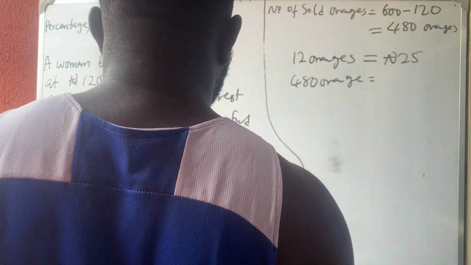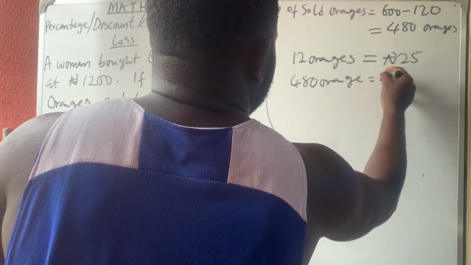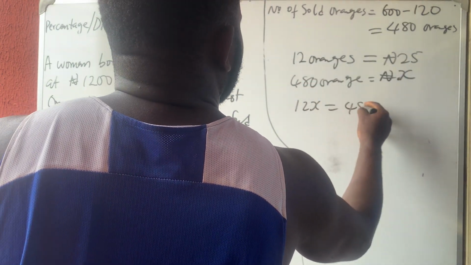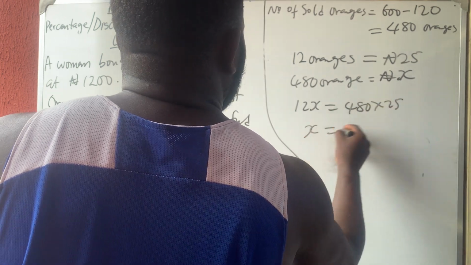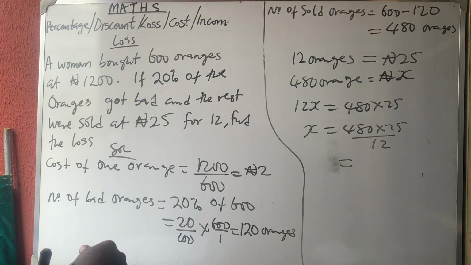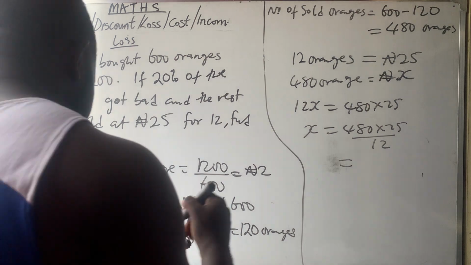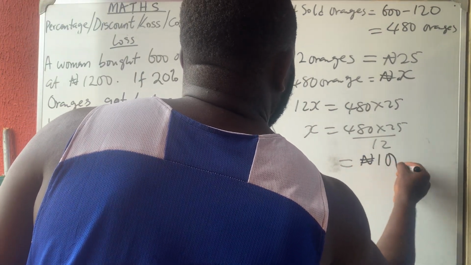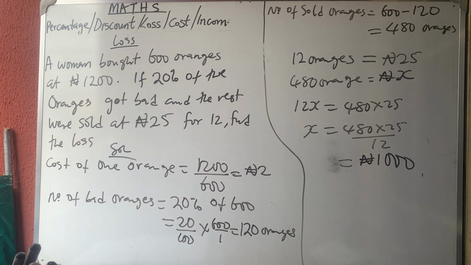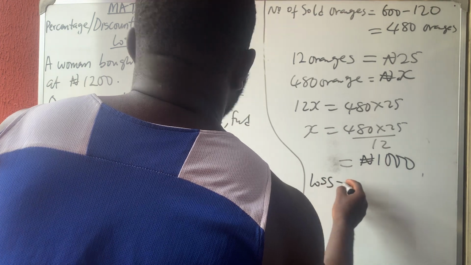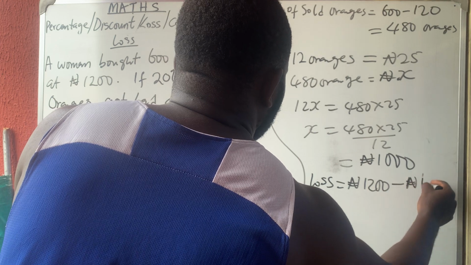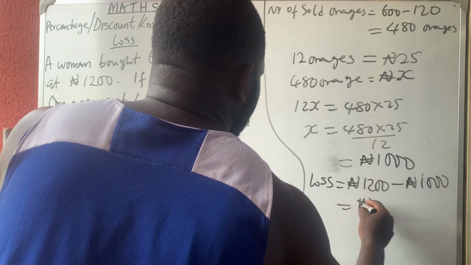Let's find how much she sold them. Let's say she sold them at x naira. So cross multiply to have that 12x is equal to 480 times 25. So x is 480 times 25 divided by 12, which gives us 1,000 naira. So she made 1,000 naira selling the good oranges. So the loss is the total amount she bought them for, 1,200, minus how much she sold them, 1,000 naira. So she lost 200 naira.